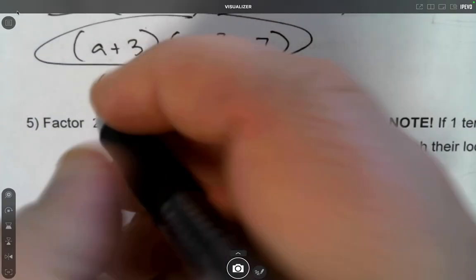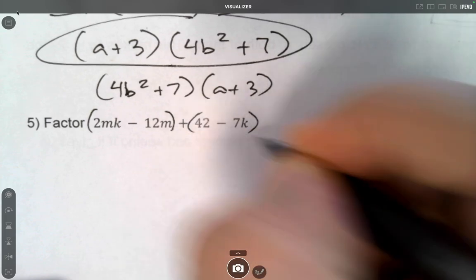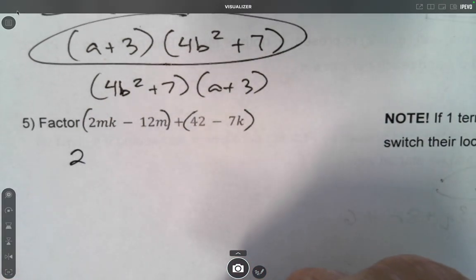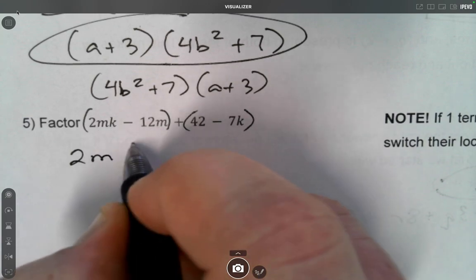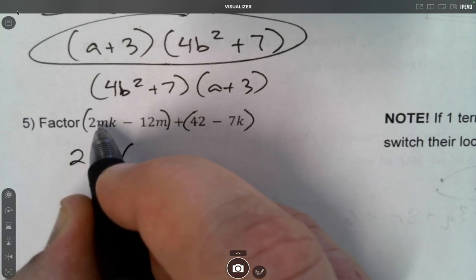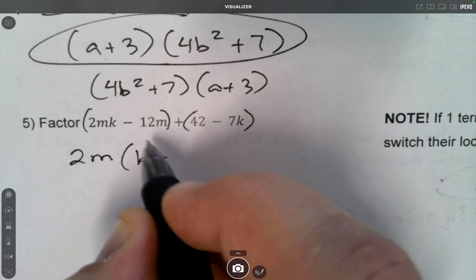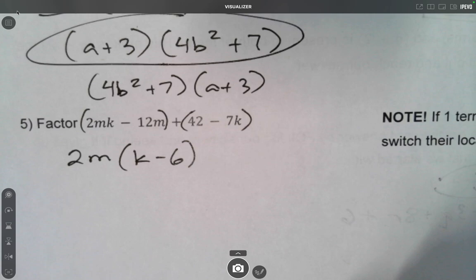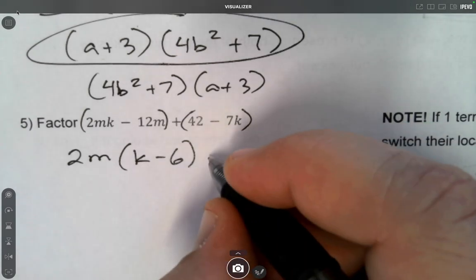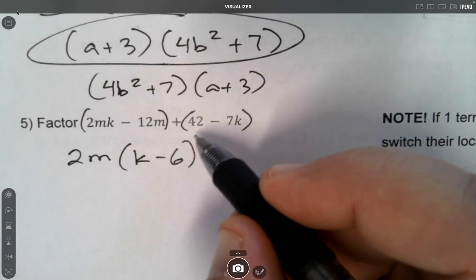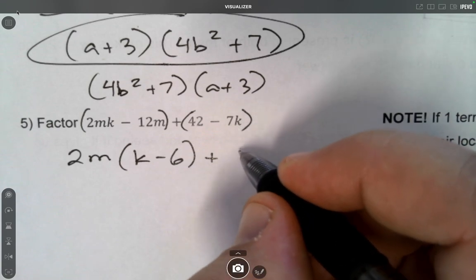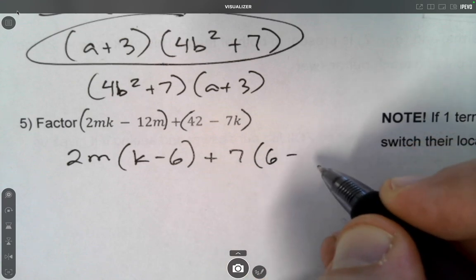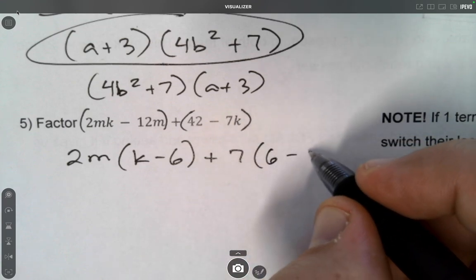Okay, let's pair these up. 2mk and 12m. 2 they both have in common, and they both have an m. So 2 and m are taken away, leaving just the k. 12 divided by 2 is 6, and they took the m away, so that's all that's left. Okay, 42 and 7k have a 7 in common. 42 divided by 7 is 6. 7 divided by 7 is 1, so we just get 1k.